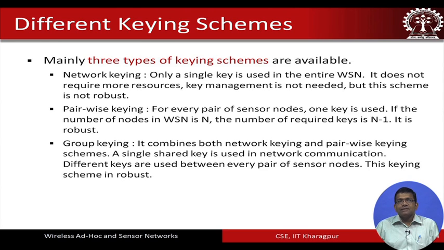And the third is a hybrid kind of approach called group keying. It combines the properties of both network keying and pairwise keying mechanisms. A single shared key is used for the network communication, and different keys are used for every pair of sensor nodes. So, it is a hybrid approach using both, and this scheme is more robust compared to the previous ones.